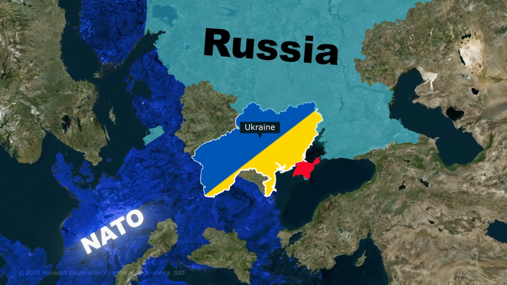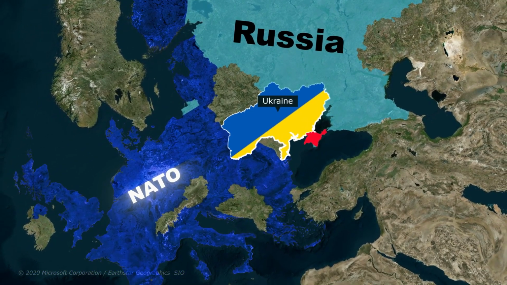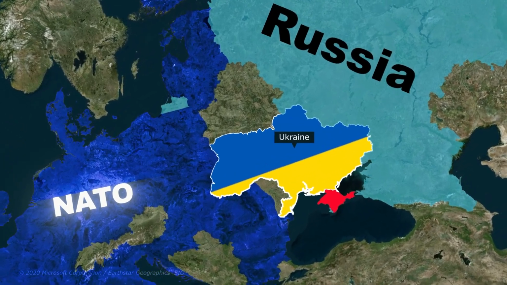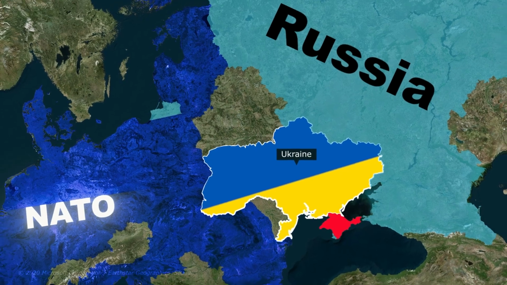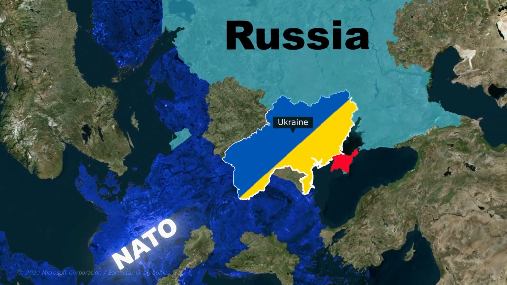The invasion of Ukraine by Russia reflects long-standing fears about NATO's expansion, the strategic importance of Ukraine, and broader issues of power and security in the post-Soviet space. Understanding these factors is crucial to grasping the motivations behind Russia's actions and the path ahead for peace and stability in the region.